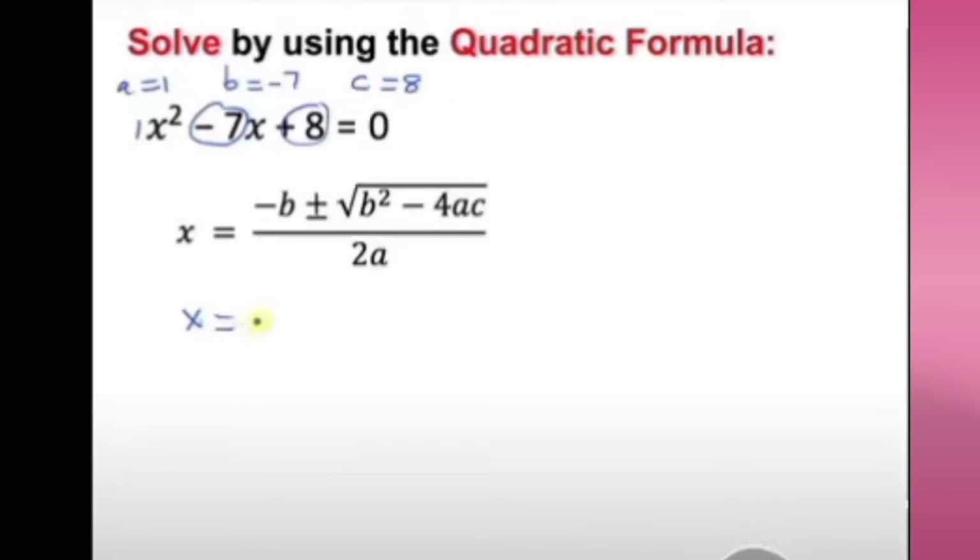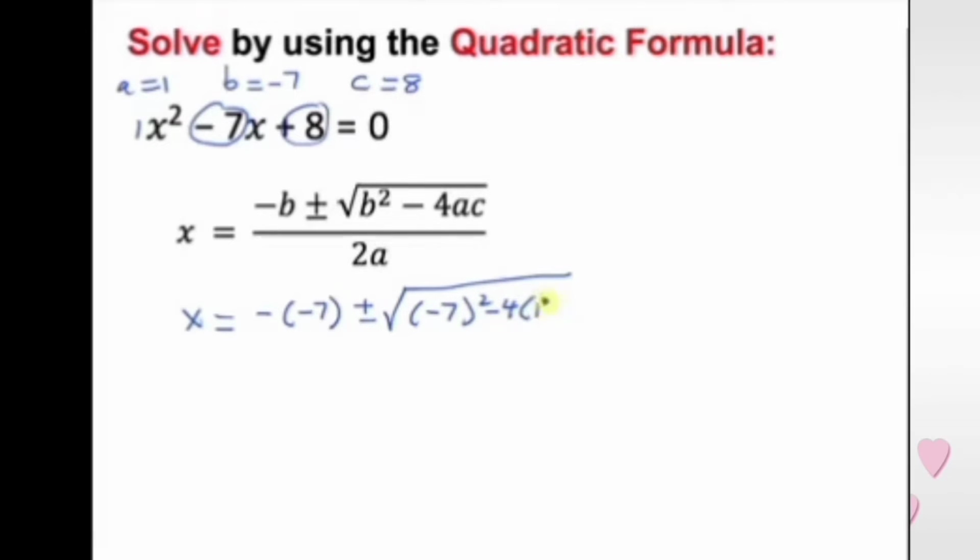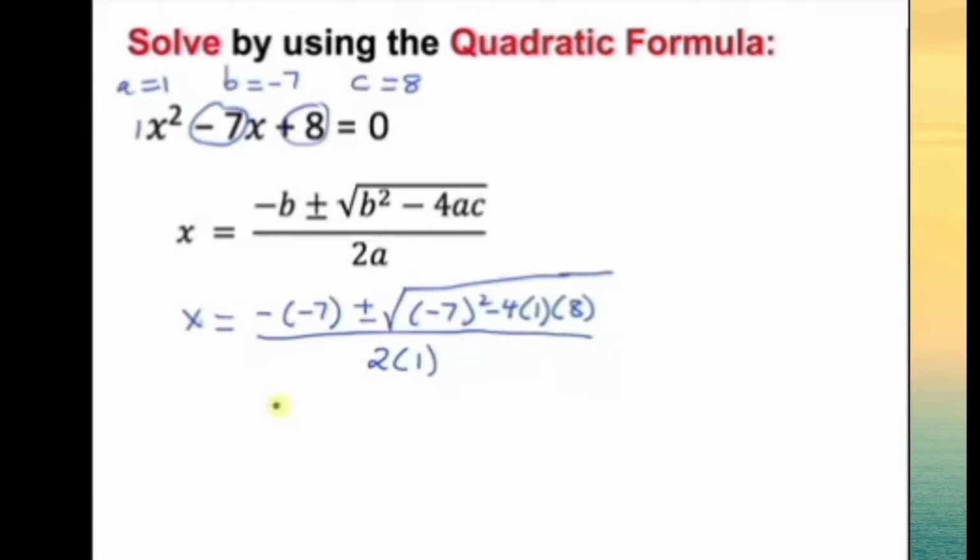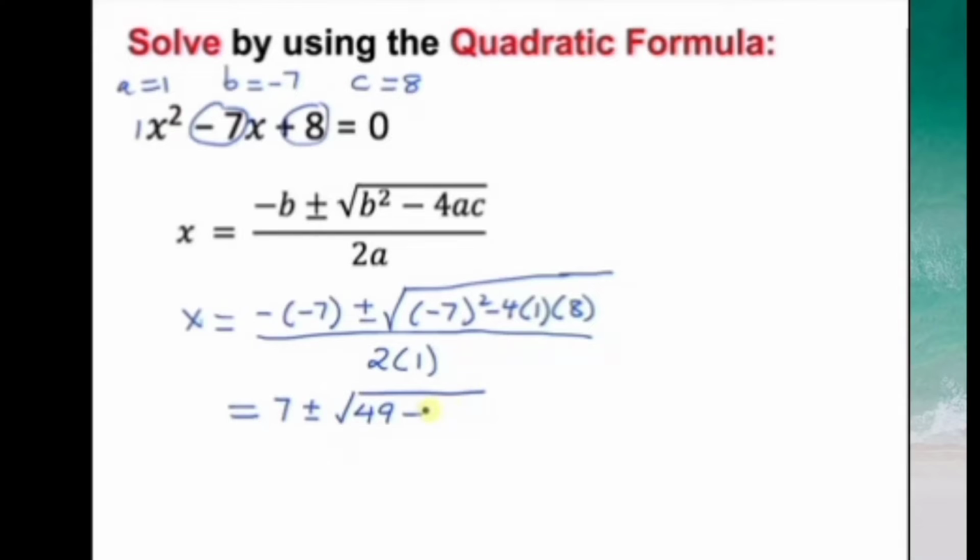x is equal to negative b, and b is negative 7, plus or minus the square root of b squared, which is negative 7 squared, minus 4 times a, which is 1, times c, which is 8, all over 2 times a, which is 1. x equals negative negative 7, which is positive 7, plus or minus the square root of negative 7 squared, which is 49, minus 32, divided by 2.